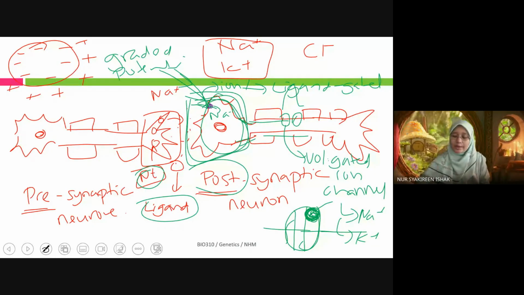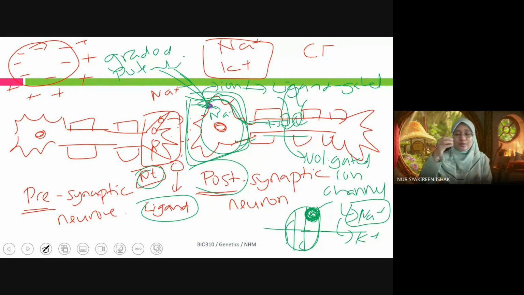So when, for example, if the voltage gated sodium opens, it causes sodium to enter, changing the membrane potential from negative to become positive. Sebab sodium masuk. Sebab apa? Voltage gated channel opens.